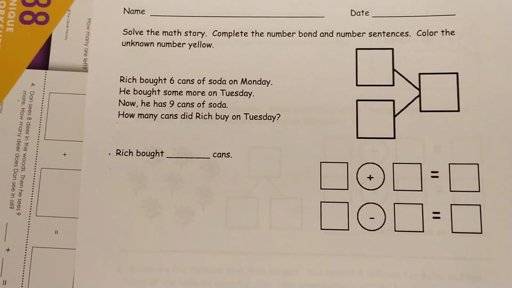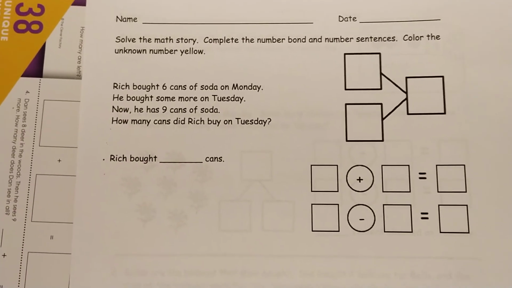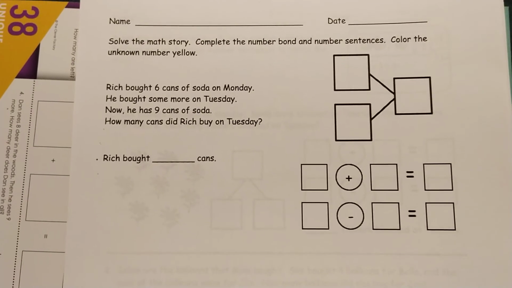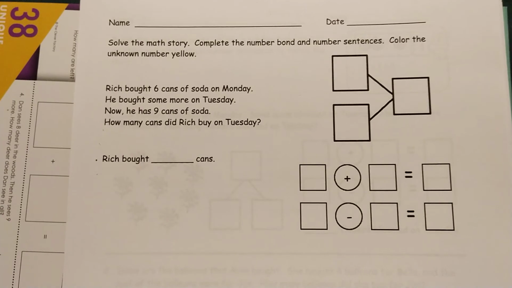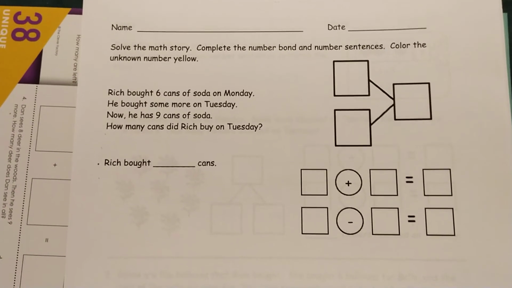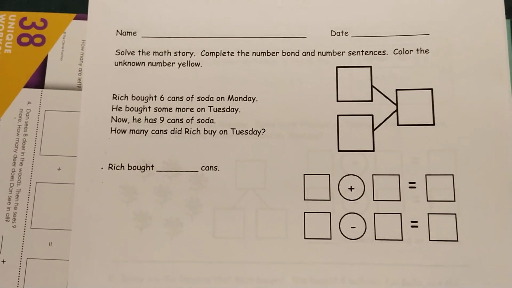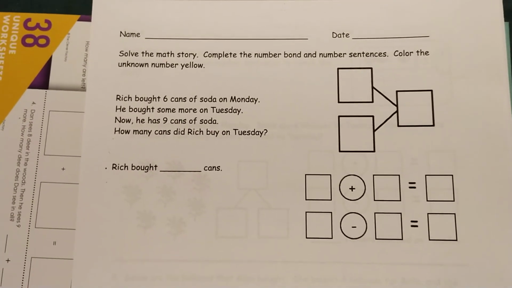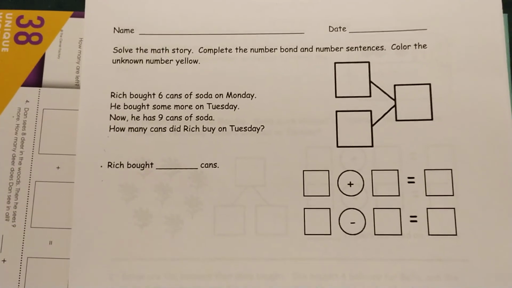On the third page, you're going to be given a math story. You're going to complete the number bonds and the number sentences, and you're going to color the unknown number yellow. So over here it says that Rich bought 6 cans of soda on Monday. He bought some more on Tuesday. Now he has 9 cans of soda. How many cans did Rich buy on Tuesday?